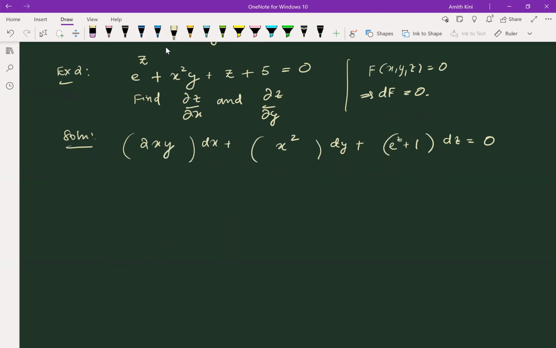All right. Now let's find del z by del x. You get del z by del x by taking y constant. So if y is constant, rearrange, and can you tell me del z by del x? Karthik. That's minus 2xy by e to the power z plus 1. And del z by del y, Karthik. Minus x square by e to the power z plus 1. Okay, good.